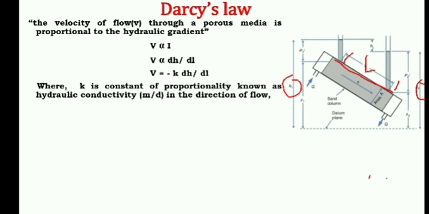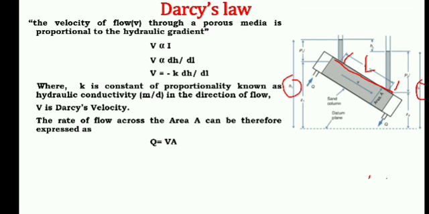Then we can also write this as V is equal to minus K dH by dL, where K is the constant of proportionality, which is known as the hydraulic conductivity. The unit of hydraulic conductivity is meter per day in the direction of the flow. So here we have added a constant of proportionality, called the hydraulic conductivity. V is the Darcy's velocity, and K is the constant.